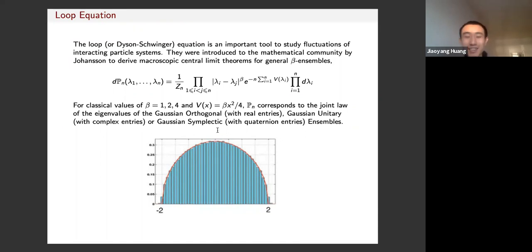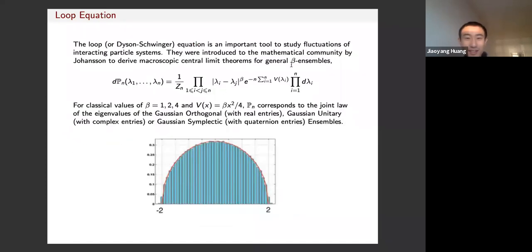So if V is an n-particle system on the real line, and the interaction between two particles, lambda i and lambda j, is given by lambda i minus lambda j to the beta, and you have weights for each lambda i. If the weight is quadratic, then beta equals 1 corresponds to the eigenvalues of GOE, beta equals 2 corresponds to the GUE, and beta equals 4 corresponds to the Gaussian symplectic ensemble. It gives the semicircle distribution from -2 to 2.